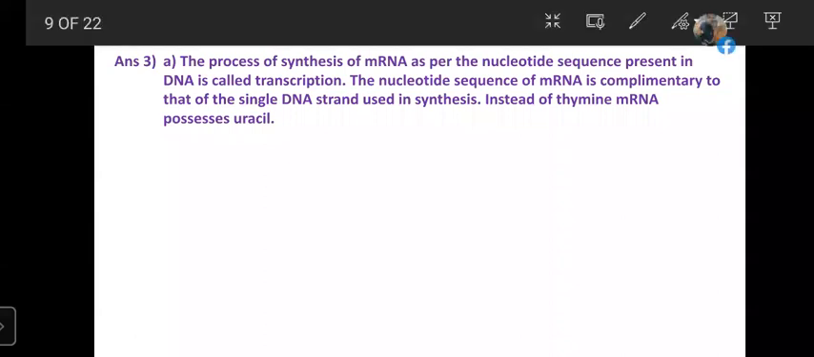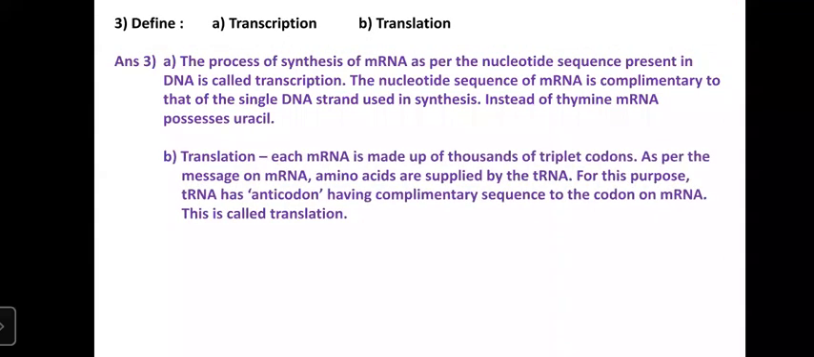See the B question, that is the definition of translation. Translation. Each mRNA is made up of thousands of triplet codons. As per the message on mRNA, amino acids are supplied by tRNA. Now what happens then? For this purpose, tRNA has an anticodon having a complementary sequence to the codon on mRNA, and this process is called translation. Got it? So if you write the definition of transcription and the definition of translation, you will score 2 marks easily.